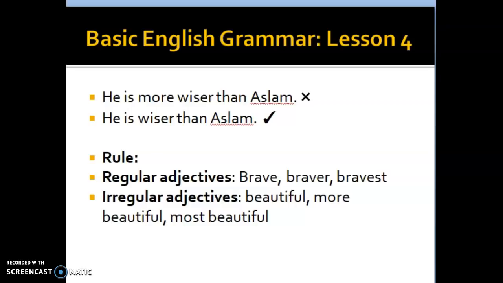In some other video, I will explain how to judge whether an adjective is regular or irregular. But right here, I want to tell you that wise is a regular adjective. So we are not supposed to treat it as irregular. So "he is wiser than Aslam" is the correct sentence. If you look at the first example, "more wiser", the mistake made by the author is that he has treated it both regularly and irregularly. An adjective cannot be regular and irregular at the same time. It must be either regular or irregular, right?